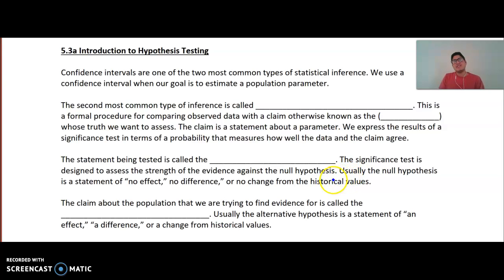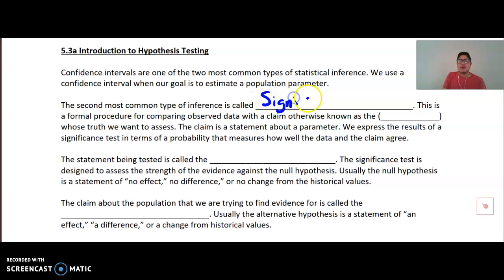Okay, so we've survived sampling distributions for proportions, and we've also survived confidence intervals for proportions, and specifically we've only done one sample. And so now we're going to talk about a new type of procedure. Now, confidence intervals are one of the two most common types of statistical inference. We use a confidence interval when our goal is to estimate a population parameter. Now, the second most common type of inference is called significance testing.